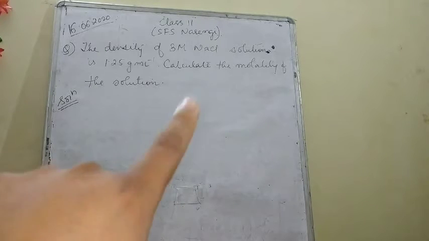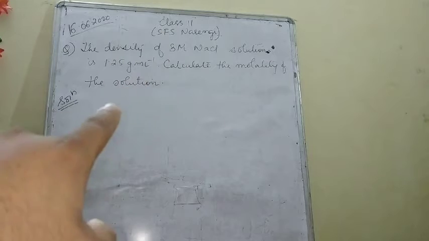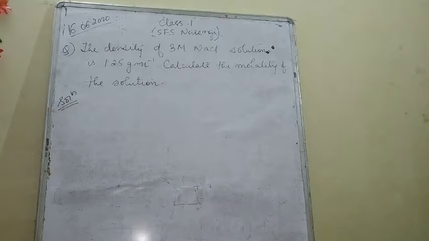The density of a 3 molar NaCl solution is 1.25 gram per ml. You have to calculate the molality of the solution, which means molarity is given, 3 capital M means molarity. So molarity is given, you have to find out the molality. So let us start this question.